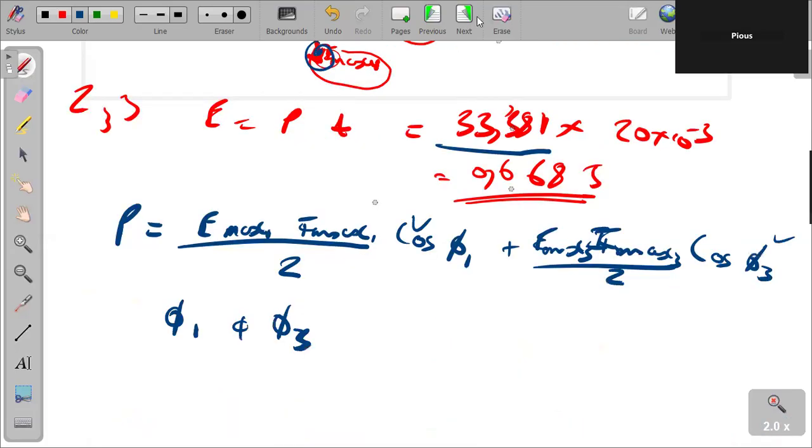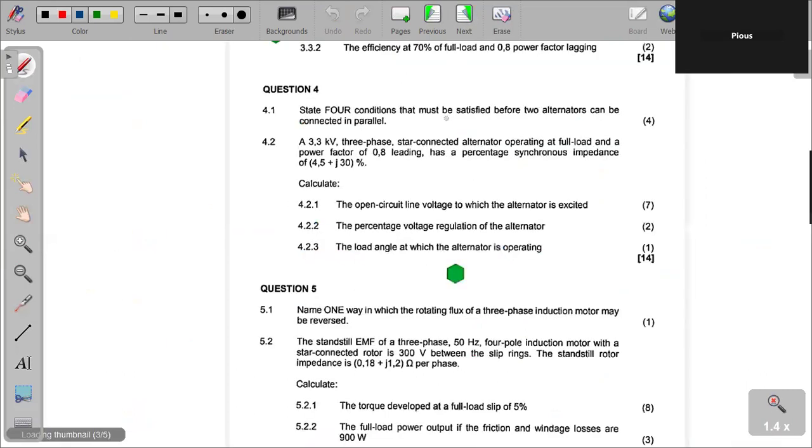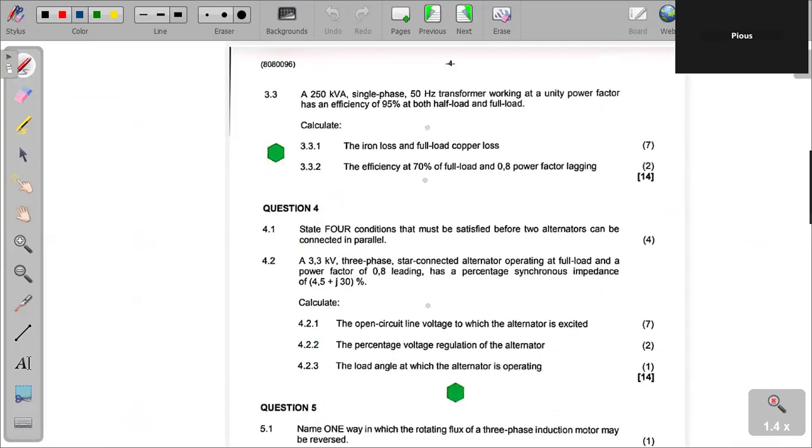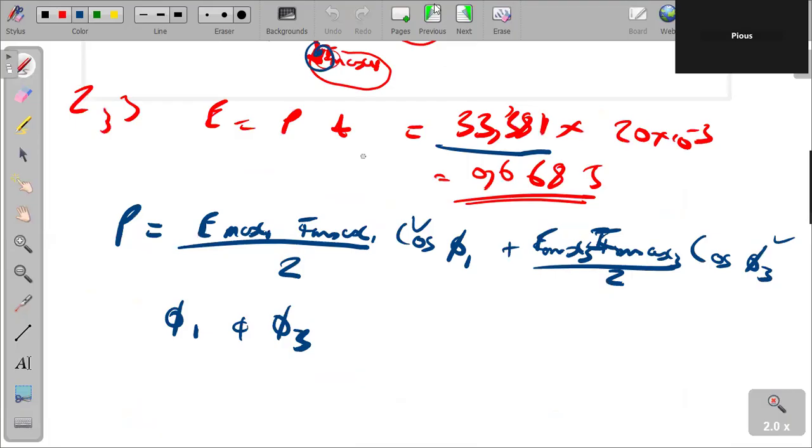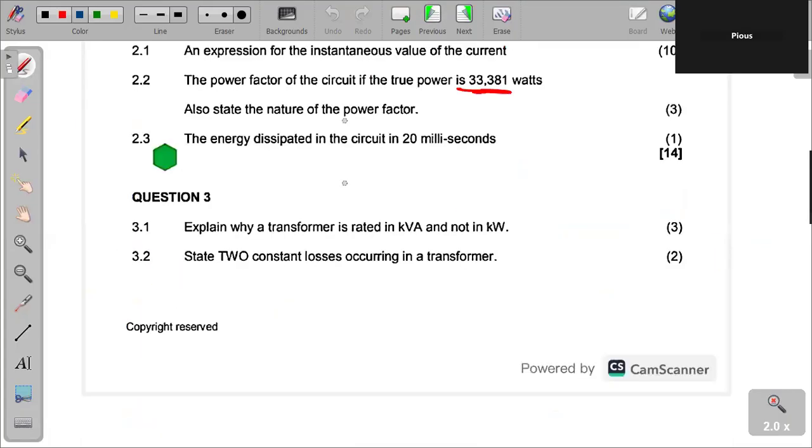Let's quickly go to question number 3. Question number 3 is saying, explain why a transformer is rated kVA. Question 3.1: Explain why a transformer is rated in kVA and not in kilowatts.